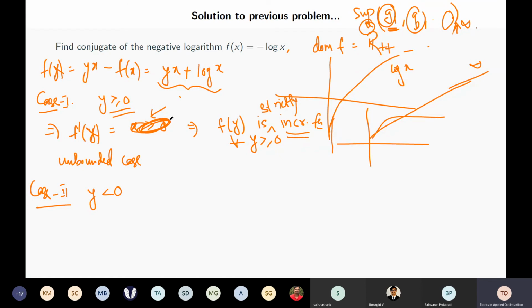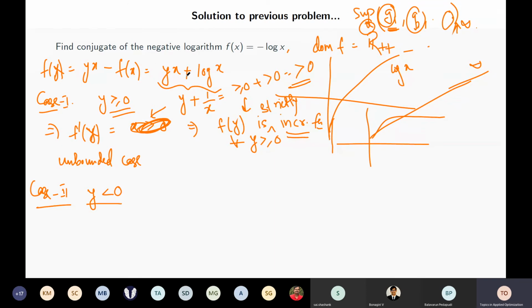Now I will take the derivative with respect to x. If you take the derivative with respect to x, this is y plus 1 by x, isn't it? So y plus 1, but this is still positive. So our original argument still holds. This is something greater than or equal to 0 plus something which is greater than 0, so overall it is greater than 0. Okay, so this argument still holds. And now y less than 0.